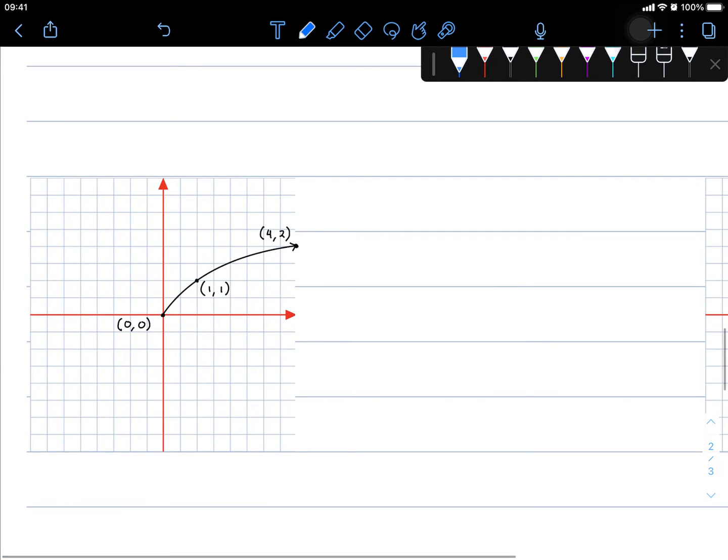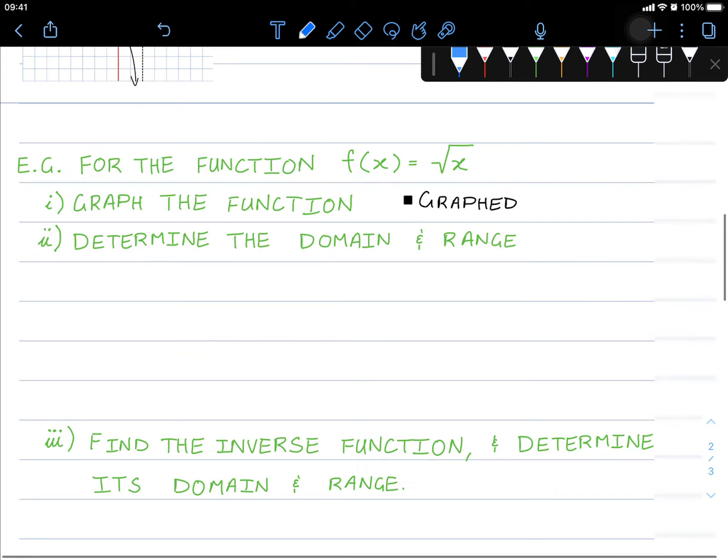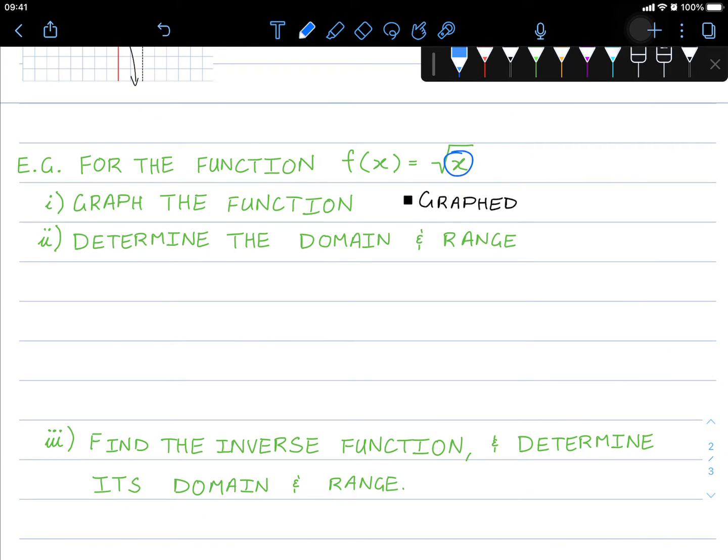Now you can use the graph or just use some deduction here. What values are not allowed to be underneath the square root? Well, the lowest value that is allowed is 0, because square root of 0 is 0. So the domain of this function begins at 0, and from here we can input any x value, so long as it's positive. So starting from 0 to infinity.